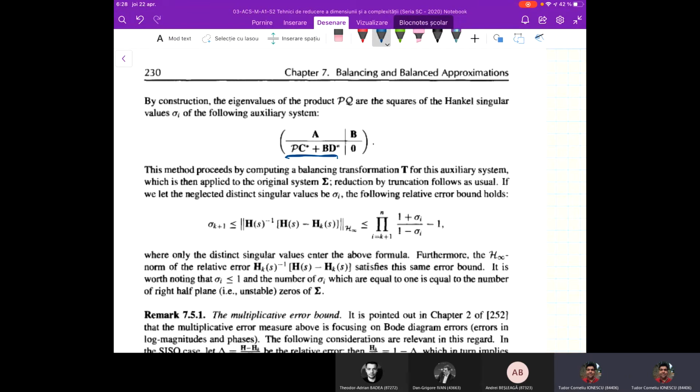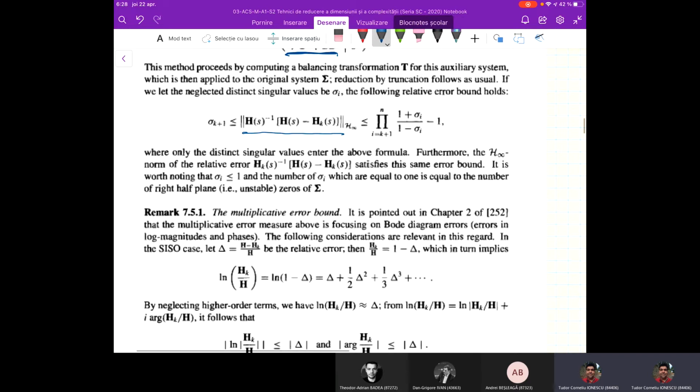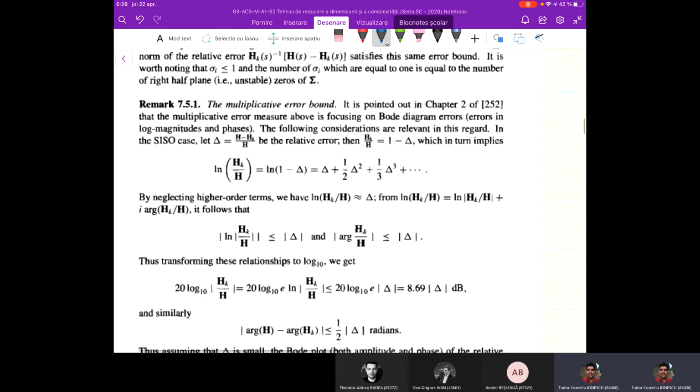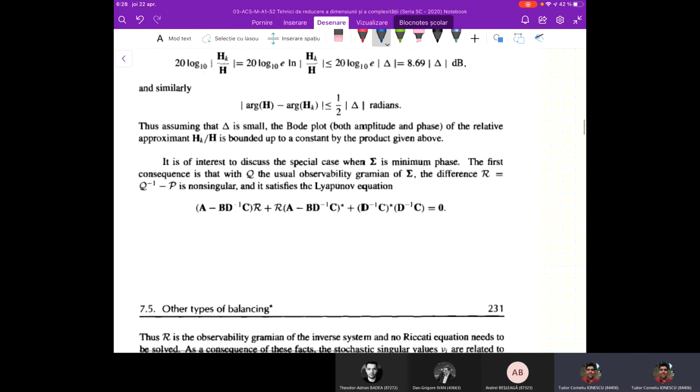And here it's also worth mentioning that you can have a specific relative approximation norm, and it's related to the truncated Hankel singular values. It's the same idea. So the idea is the same. The new Hankel singular values also look different. And we have multiplicative error bound. We have all sorts of things here.